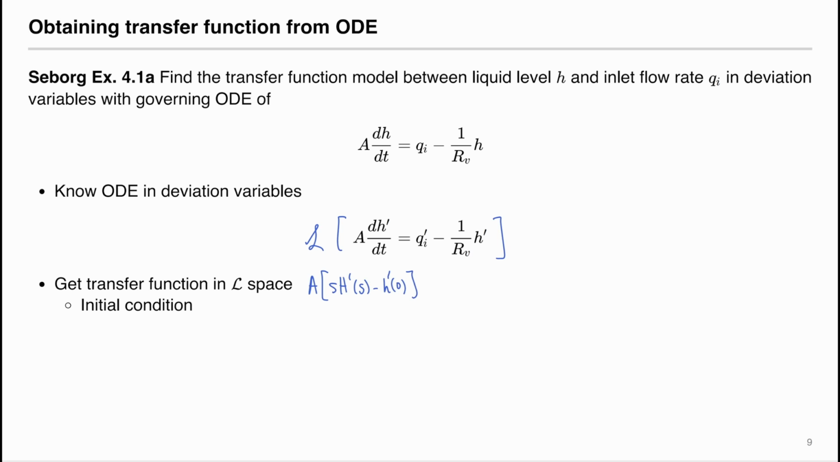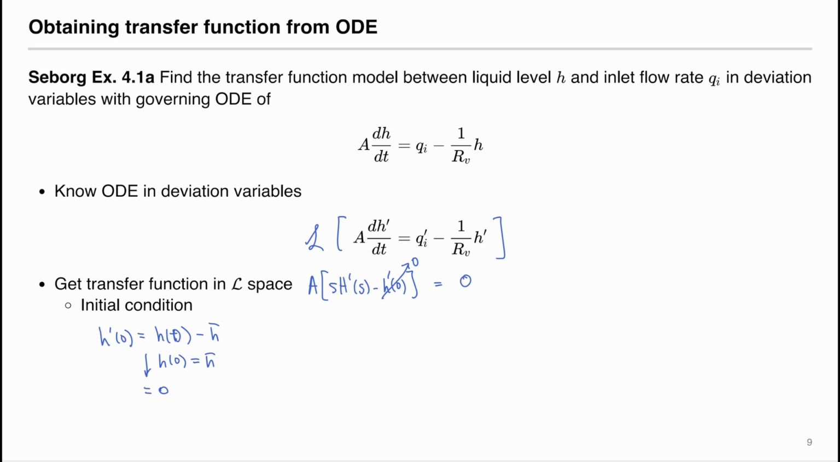Notice that the initial condition, H prime of 0, is H of 0 minus the nominal state. Normally, H of 0 is at the nominal steady state, so H prime of 0 is 0. That is why we use deviation variables.